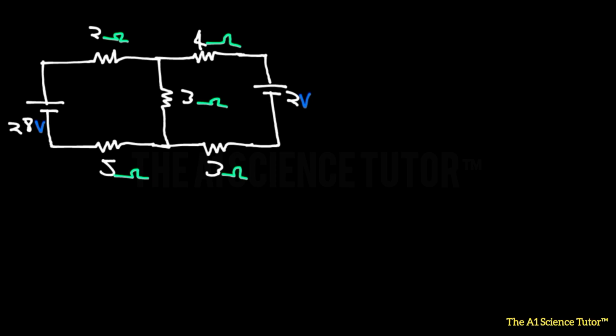And the next thing you need to do is to assign letters to each point within the DC circuit. So we're going to say this is point A. Let's say this is B. Let's say this is C. And this will be D. Let's say this is E. We're going to call this F.